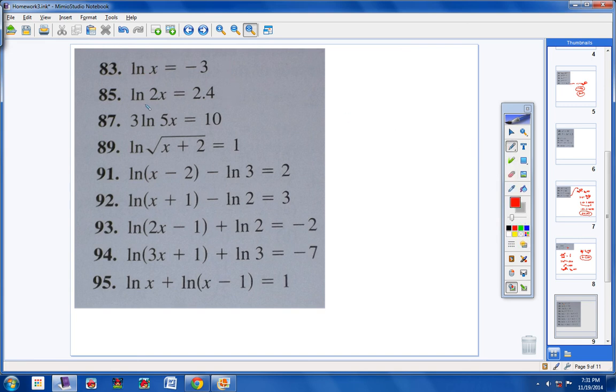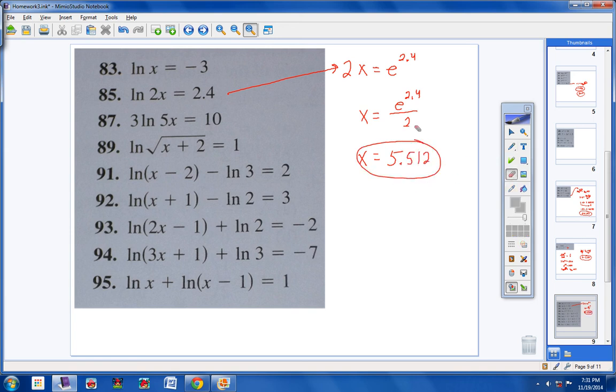Okay? Alright, number 85. Here we go. The base is e. The logarithm is isolated. So here we go. 2x equals e to the 2.4. Now divide both sides by 2. And if you take your calculator, type in e to the 2.4 power, enter, divided by 2, enter, you will get 5.512. Okay? Moving on to number 87.